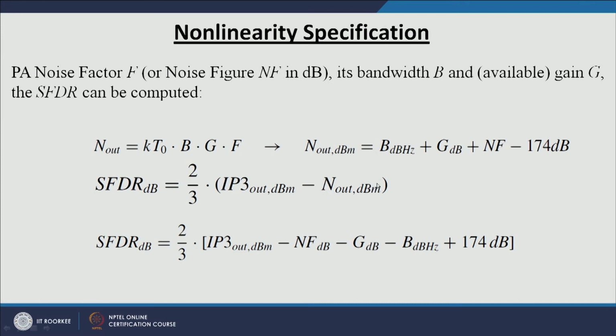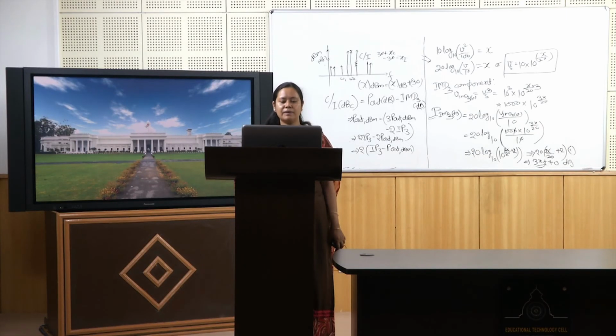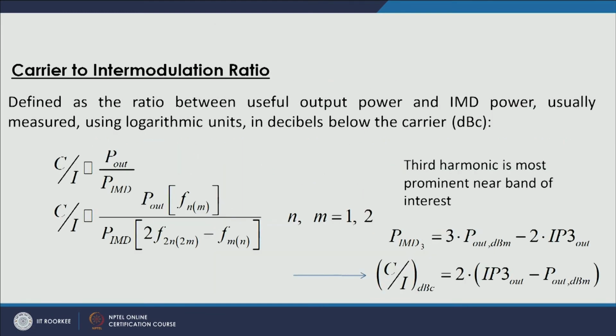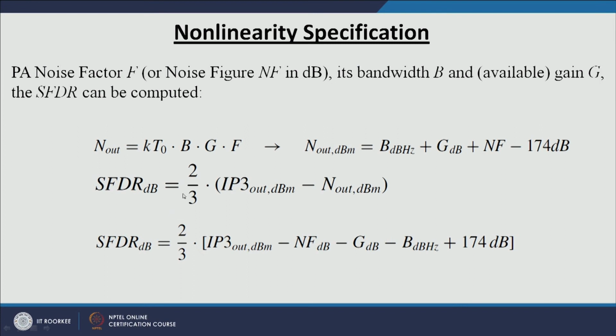So, if we know this and we calculate this, convert it from watt to dBm, and we apply IP3 out dBm minus N out dBm, then twice of this gives you your C by I ratio, which is what we have calculated here, and dividing by 3 gives you SFDR in dB. This is the ratio they have given, but for the third order basically. So, we can use this calculation to calculate SFDR with respect to our C by I, or with respect to our noise figure if it is known.